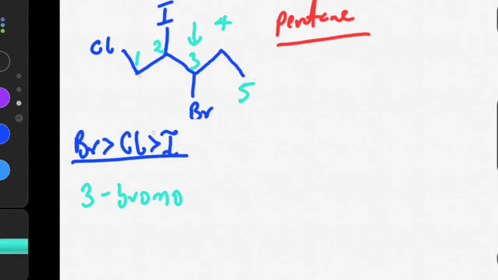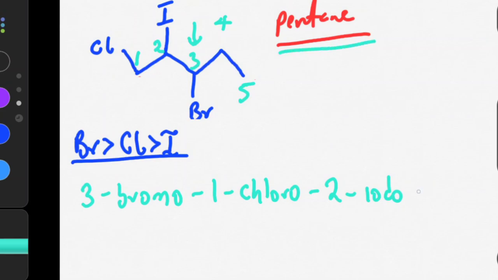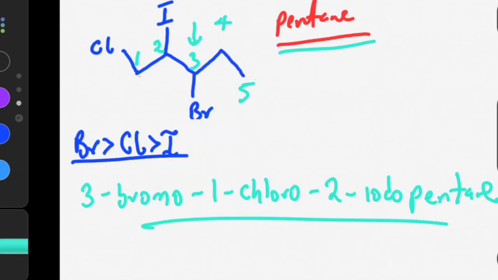Then what's the next one? Chlorine, right? So we're going to have 1 chloro. Then we have iodine, so it's going to be on the 2nd, right? So it's going to be 2 iodo. Then we now call at the parent name, which is the pentane. Then we write pentane. So that is the name to this compound. Is that easy, right? So let's try some other one.